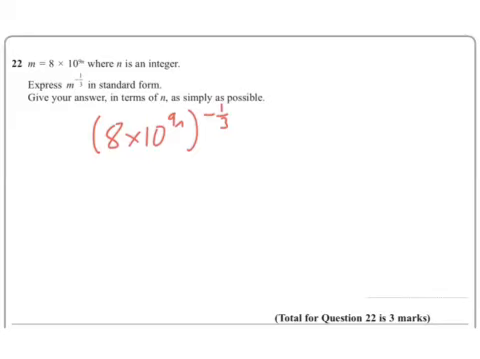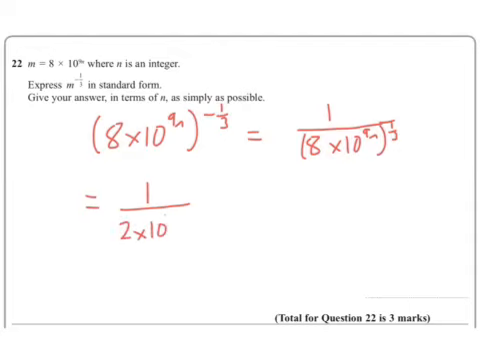And you're essentially doing the same thing every time. I would deal with the negative first of all. So first of all, I would do this. All right, the negative means it's a reciprocal, isn't it? Then I'm going to cube root everything. So I get 1 over 2 times 10 to the 3n.